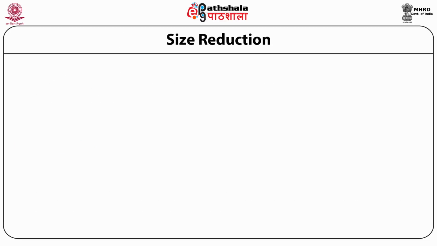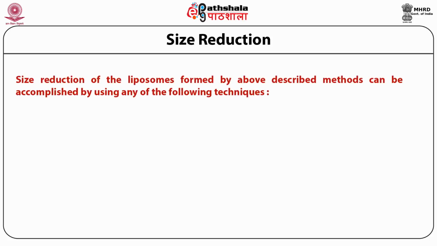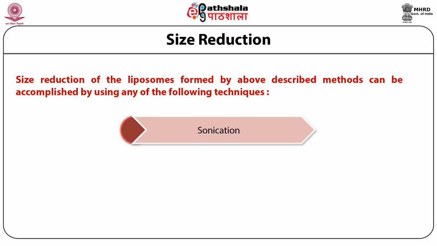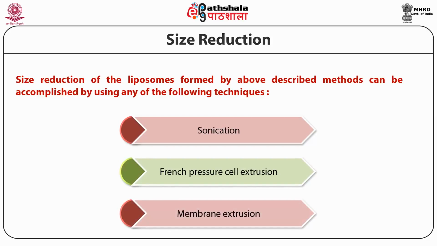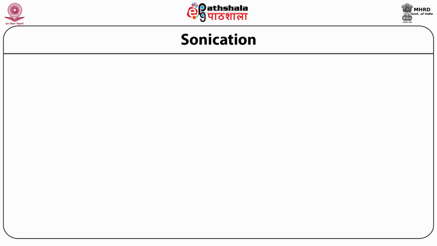Size reduction of liposome. As we already discussed, the liposomes which are formed by passive loading technique generally have a large size. Size reduction of the liposome formed by passive loading technique can be accomplished by using any of the following techniques. First is sonication, second is French pressure cell extrusion, and third one is the membrane extrusion technique. First technique of size reduction is sonication.